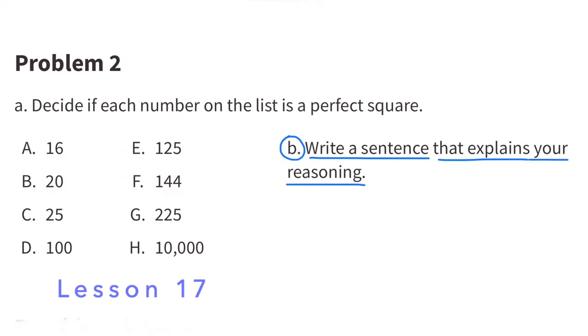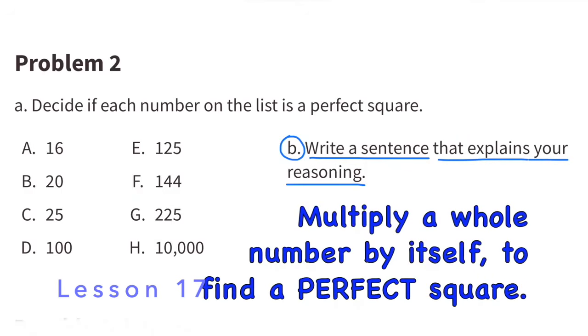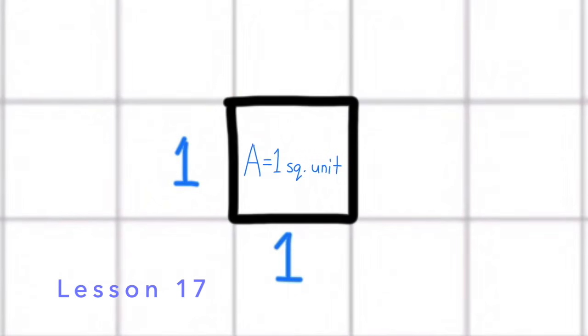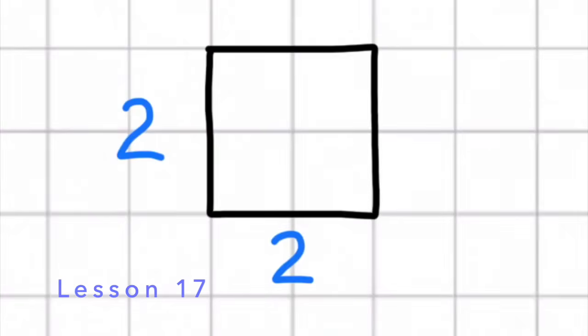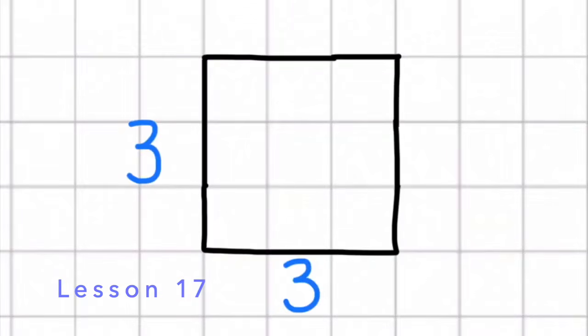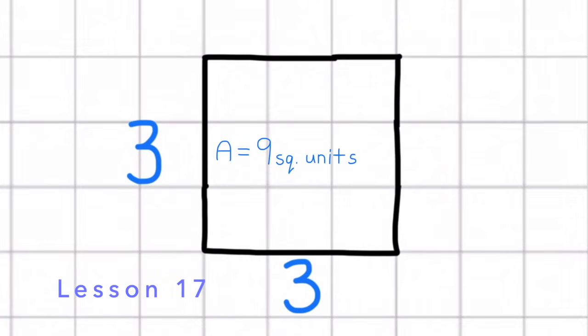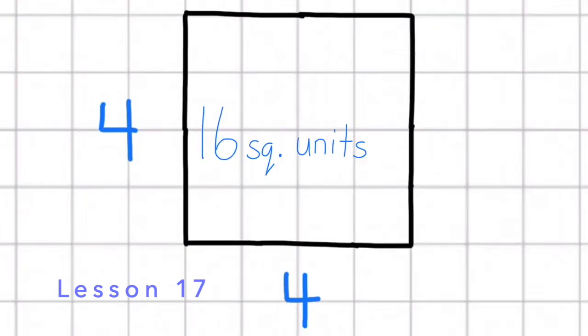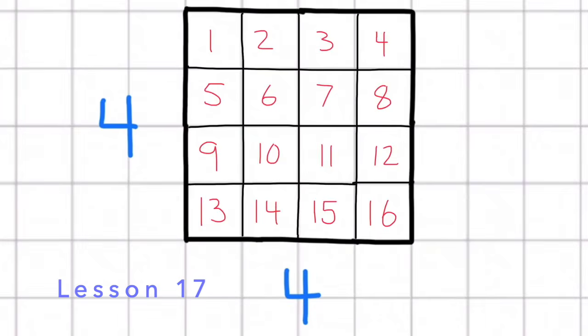B. Write a sentence that explains your reasoning. Multiply a whole number by itself to find a perfect square. Here's a few examples of perfect squares. 1 times 1 equals 1, so that's a perfect square. 2 times 2 equals 4, so 4 is a perfect square. 3 times 3 equals 9. 9 is a perfect square. 4 times 4 equals 16, so 16 is a perfect square.